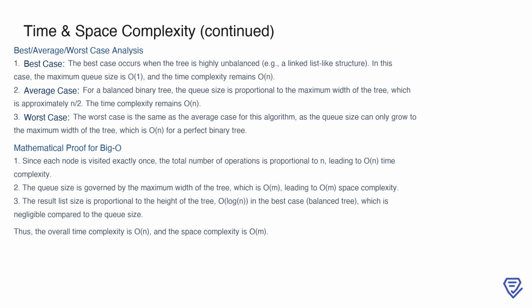Finally, the worst case occurs for a perfect binary tree, which is essentially the same as the average case in terms of this algorithm. The maximum width of the tree and the queue size in this scenario are both O(n), and the time complexity is still O(n), due to the single visit per node. Overall, the algorithm efficiently handles all cases with a time complexity of O(n) and a space complexity of O(m), where m is the maximum width of the tree.